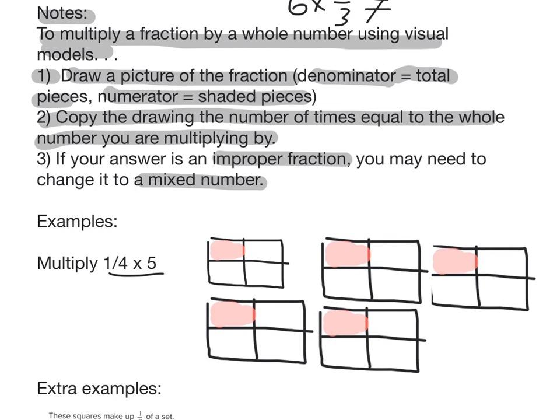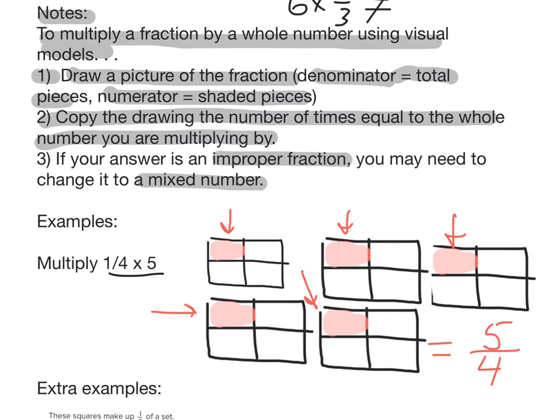Okay, so now my answer is going to be how many fourths? So I've got 1/4 here, another 4th here, another 4th here, another 4th here, and another 4th here. So how many fourths do I have? 1, 2, 3, 4, 5. I have 5 fourths. Notice that the denominator doesn't change. I still have 4 pieces in each whole whatever it is I'm talking about, but I've got 5 of them shaded in now.